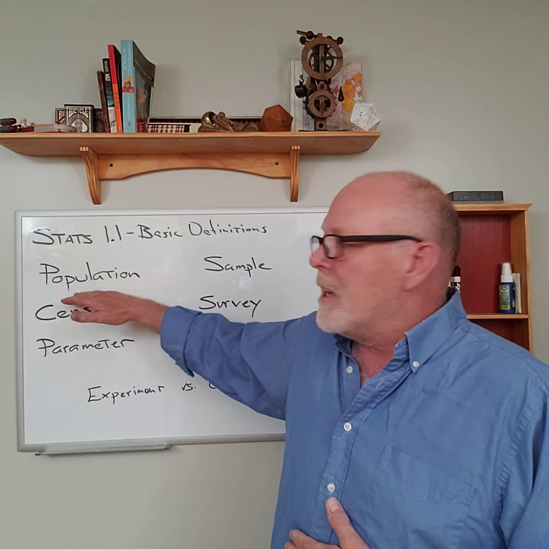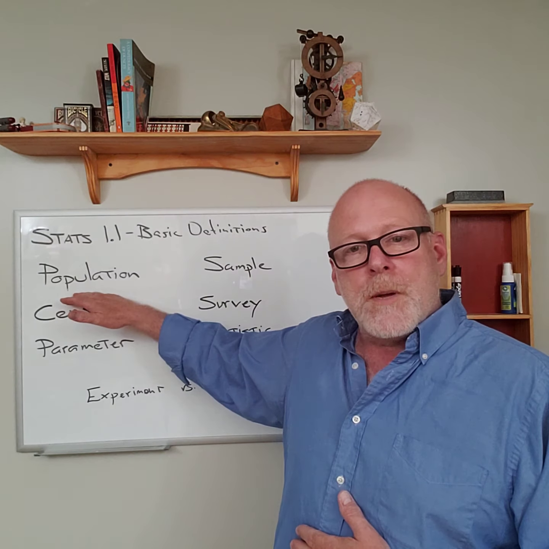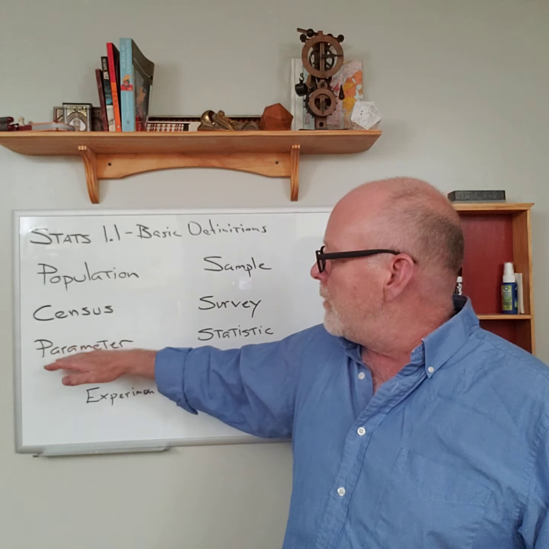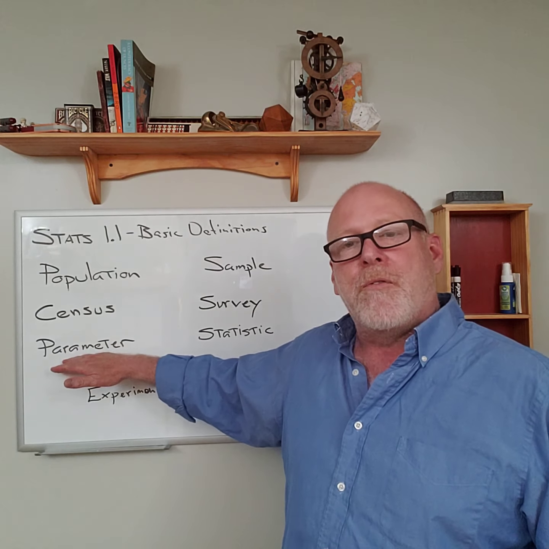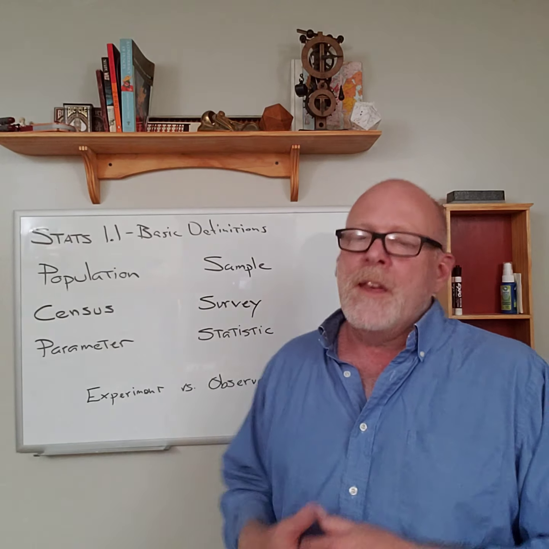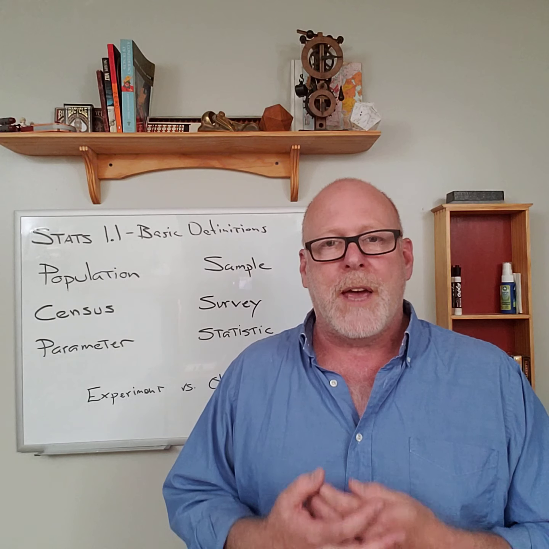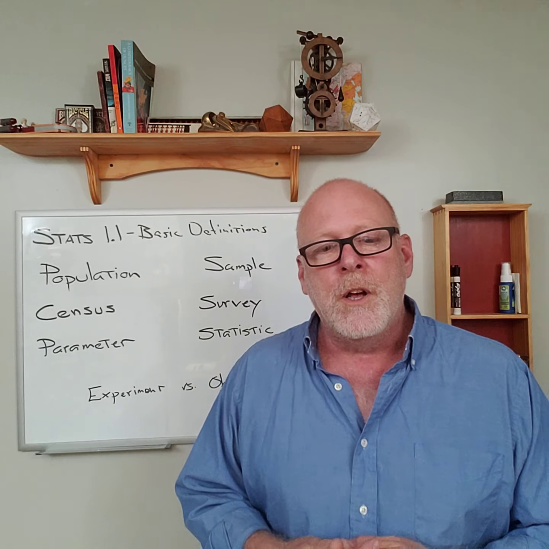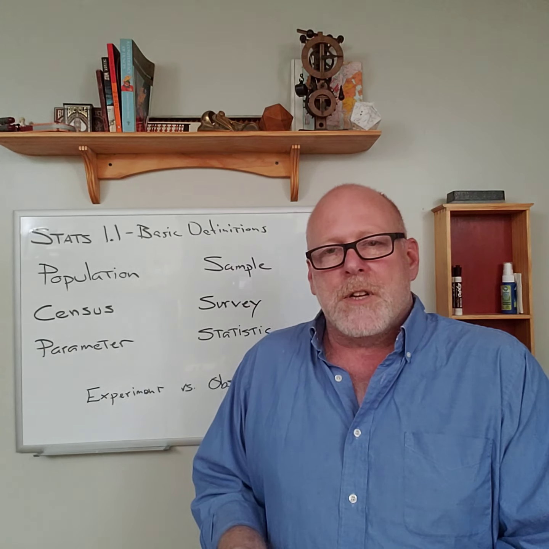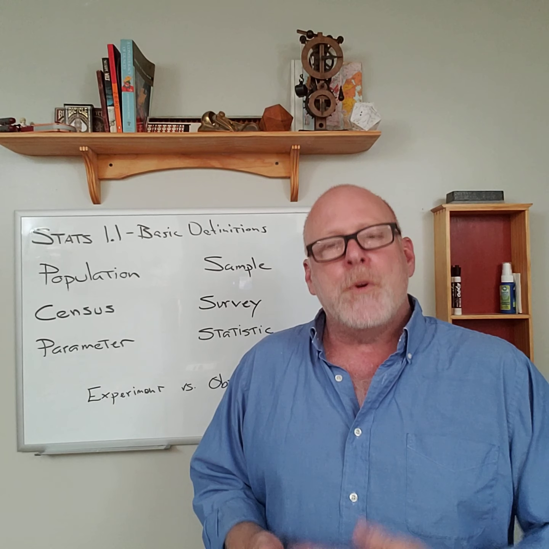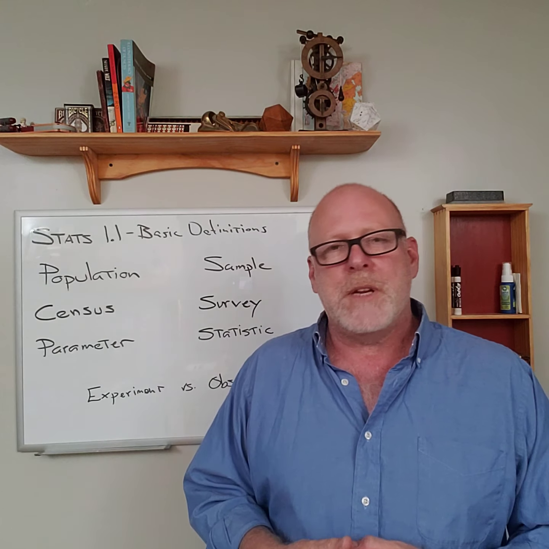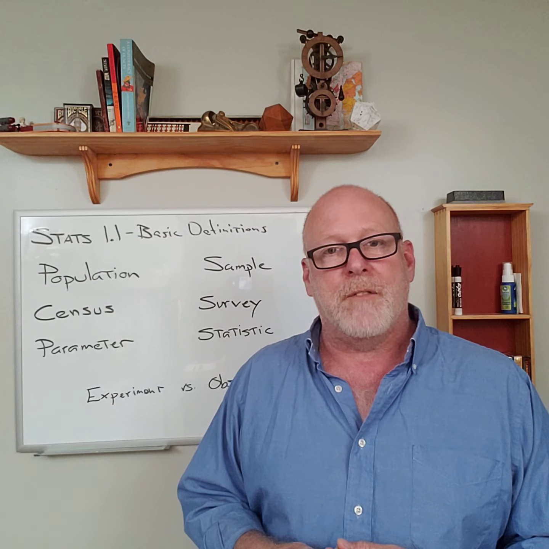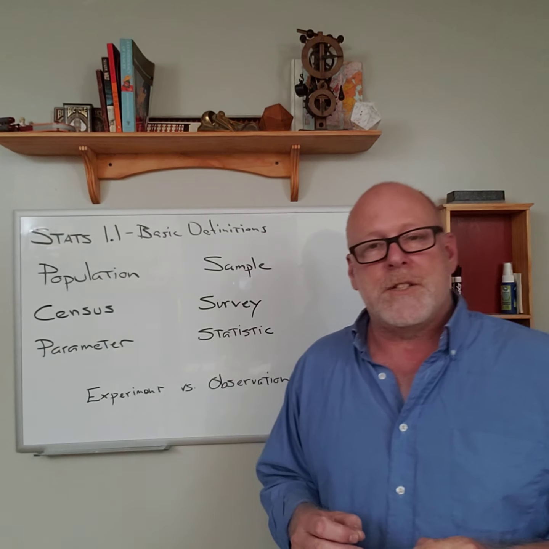So we have a population. We want to know something about the measurement of a population. That's a parameter. We can perform a census if we have access to everybody in the population. What if we don't? What if we want to know something about a population, but we don't have access to everybody, or it would just be too time-consuming or expensive to look at everybody? That's where statistics come in.